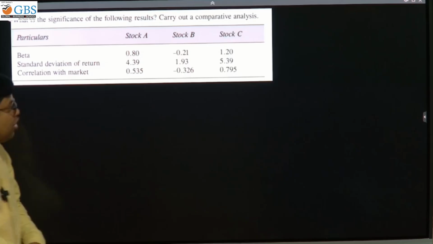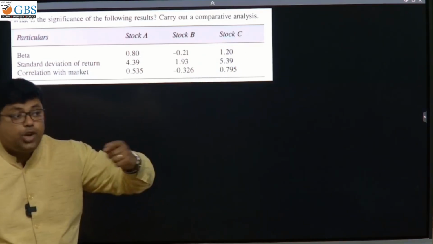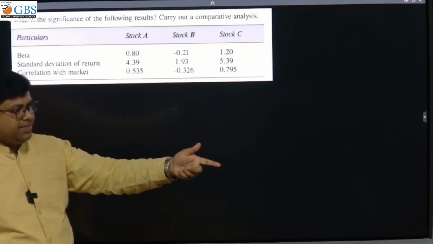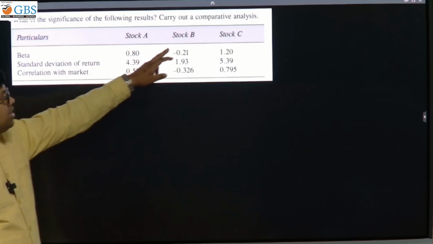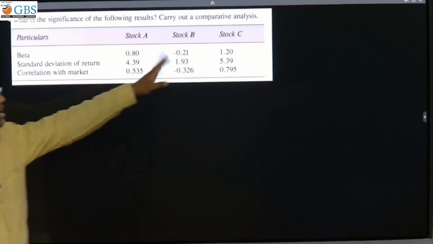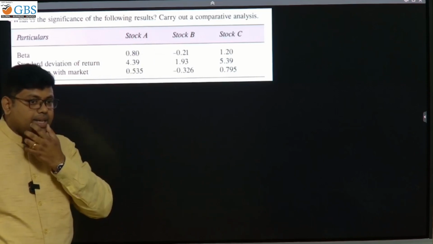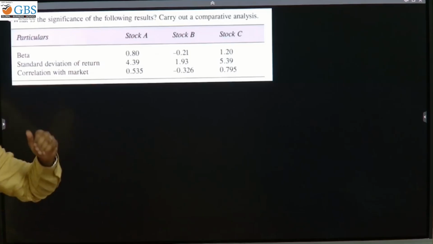So beta should always be near to 1. You can also choose stock C if you are willing to take more risk. No problem. But choosing stock B is not advisable as per the beta. Is it clear? Any doubt? Shall I go with the next?